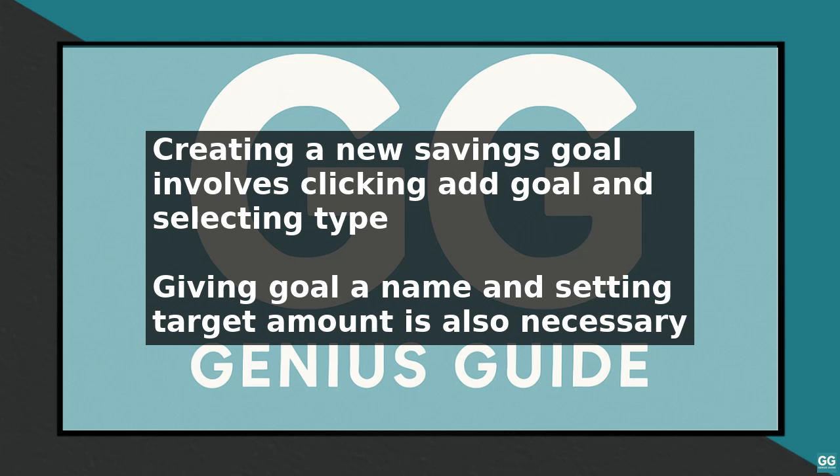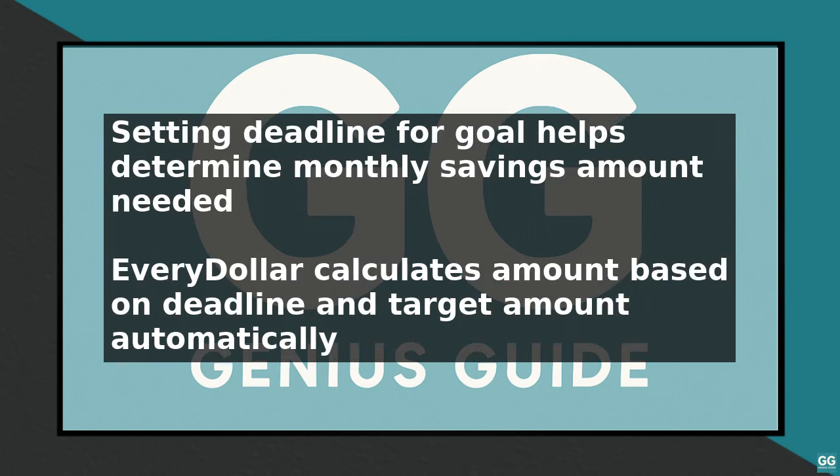It's also important to prioritize your savings goals. You can do this by assigning a priority level to each goal. This will help you allocate your funds accordingly, ensuring that you're saving for the most important goals first.